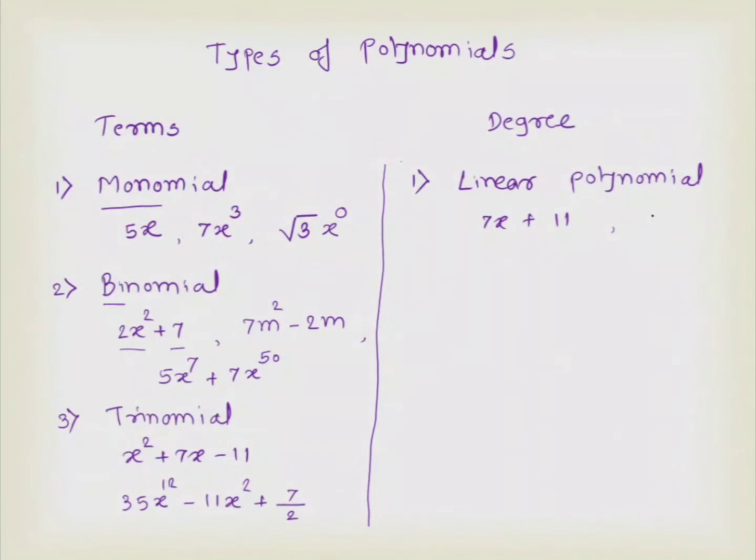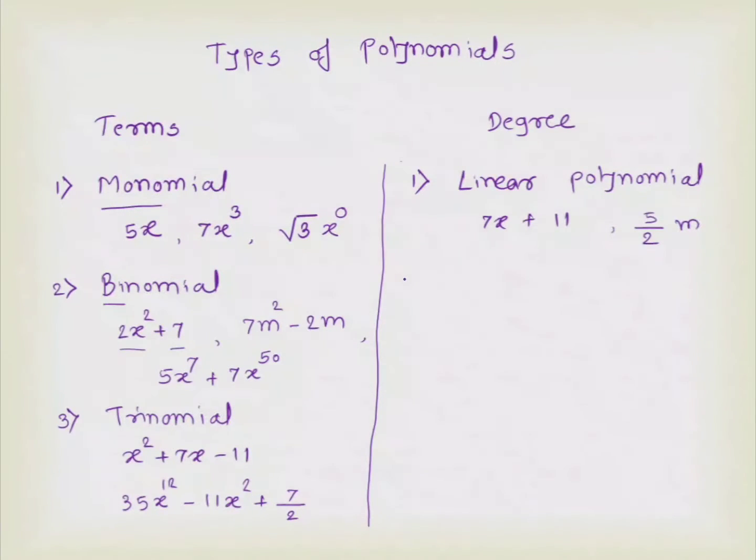Or if we have another example, 5 divided by 2 into m. Here also the variable m is there, whose degree is 1, as the highest power of the variable m is 1. That's why it is also a linear polynomial. One thing we should note here, that only one term is involved in this polynomial. So we are not dealing with how many terms are there in the linear polynomial. We are only considering the degree of that polynomial. If it is 1, then it is a linear polynomial, and if it is not 1, then it is not a linear polynomial. That's it.